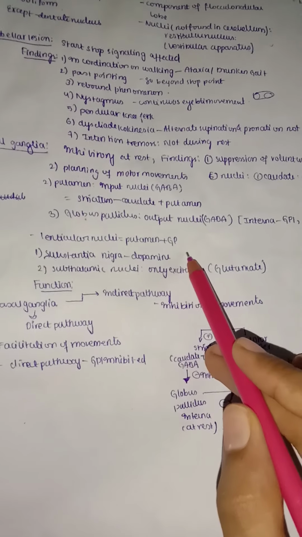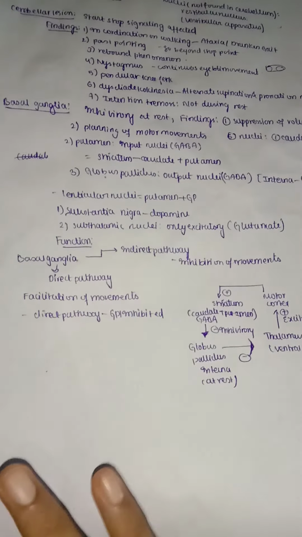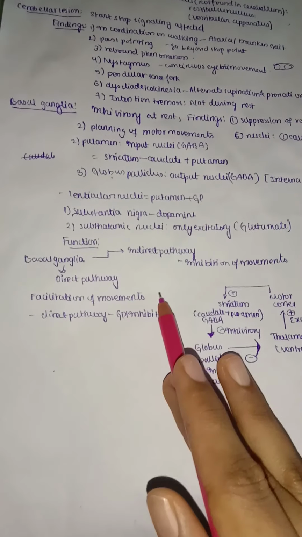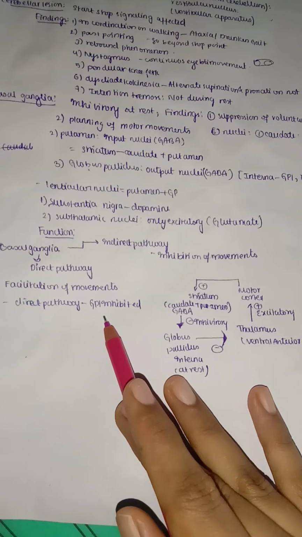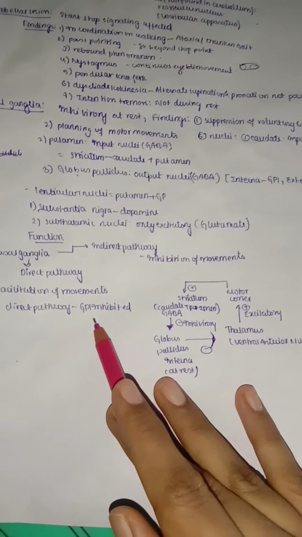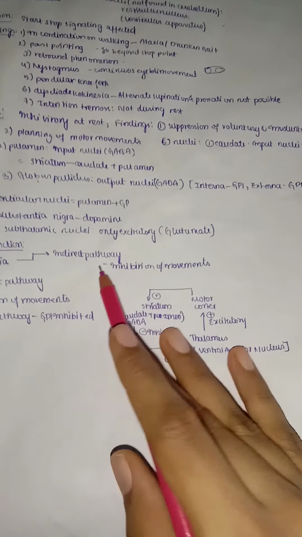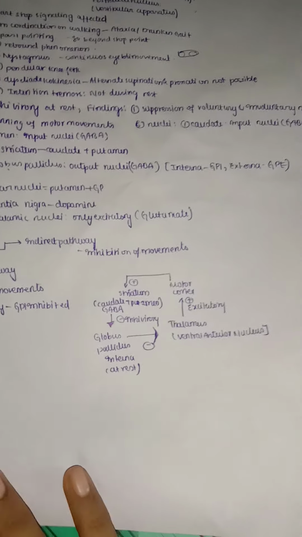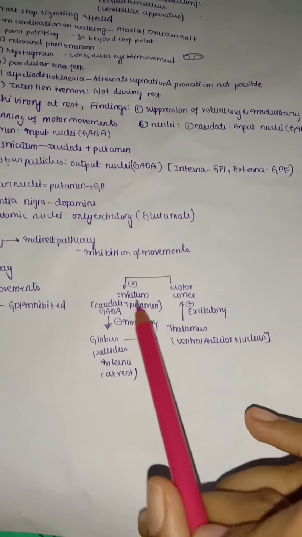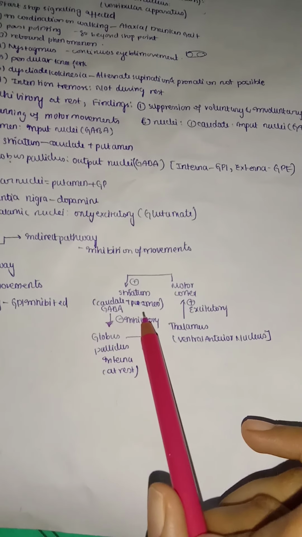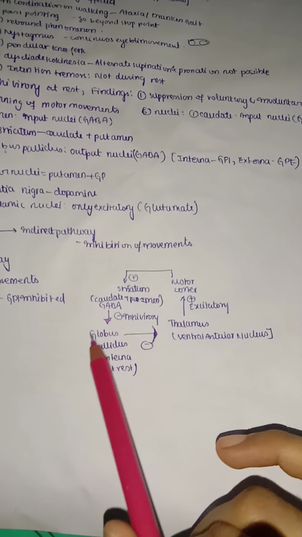Substantia nigra neurotransmitter is dopamine. So let us see the function of the basal ganglia. The basal ganglia have a direct pathway and an indirect pathway. The direct pathway is facilitation of movements. In the direct pathway the GPi is inhibited, meaning the globus pallidus is inhibited. If the globus pallidus is inhibited, there will be facilitation of movement. Whereas in the indirect pathway there is inhibition of movements. So you can say the striatum, caudate and putamen, are activated, right? Meaning GABA is released, so it is inhibitory to the globus pallidus.